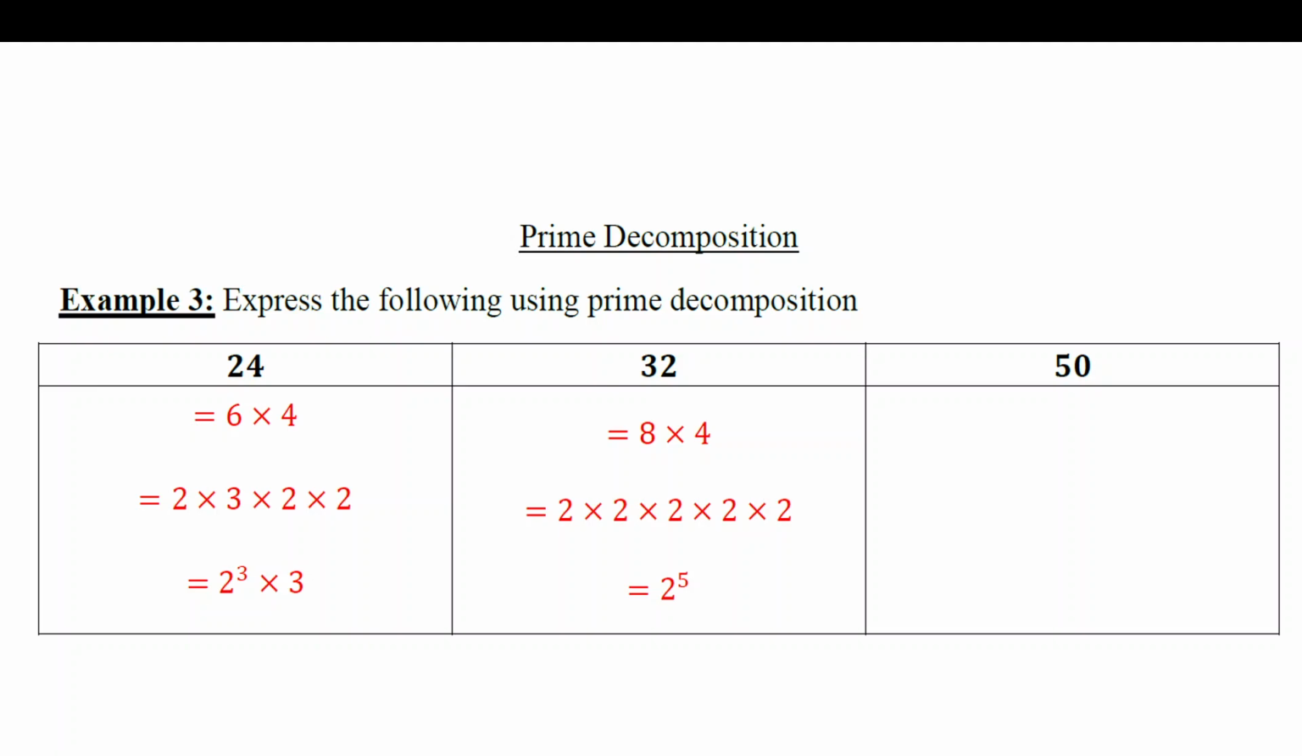50. Simple one would be 10 times 5. 10 can be broken down with 5 times 2. And 5 just stays the same. We don't really want to go into timesing by 1, because that just does nothing. And so here we have 2 times 5 squared. And this is what we call prime decomposition.